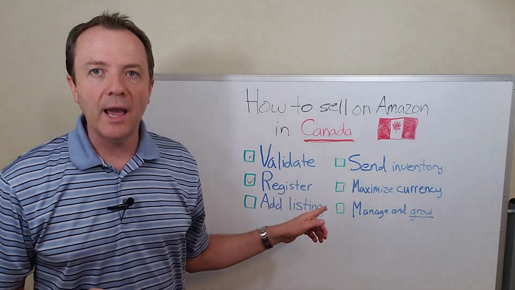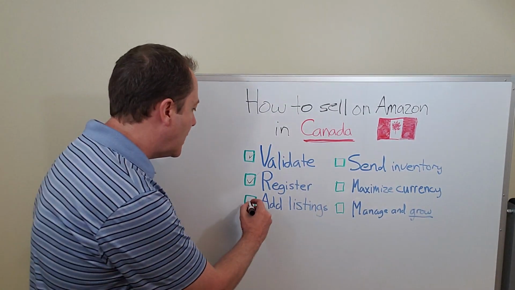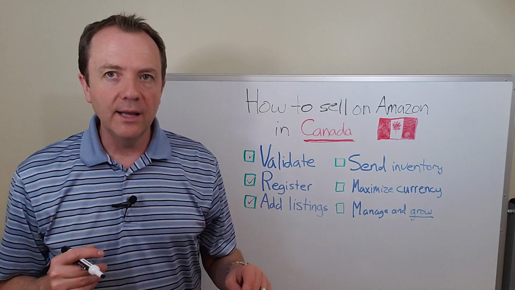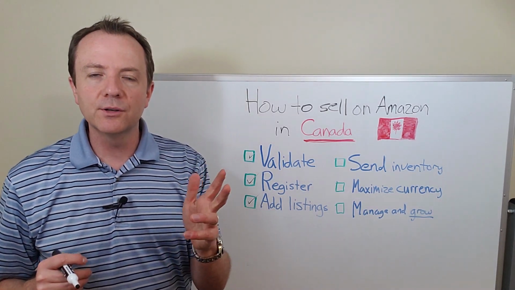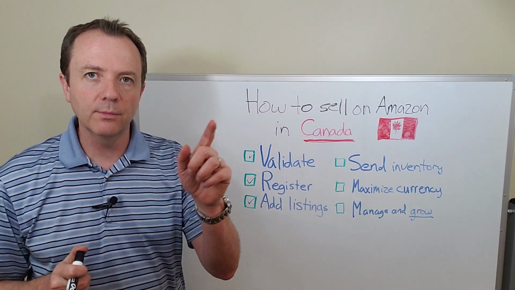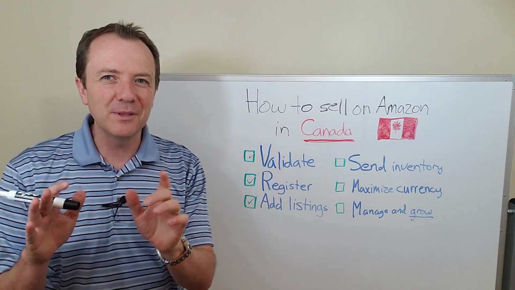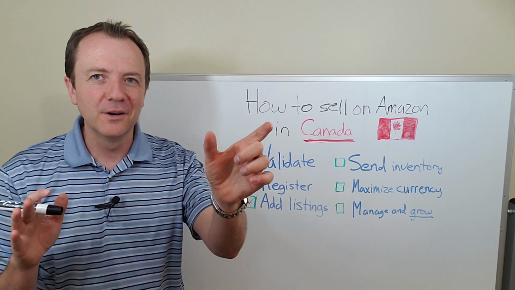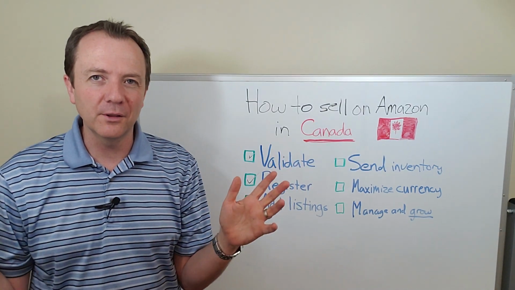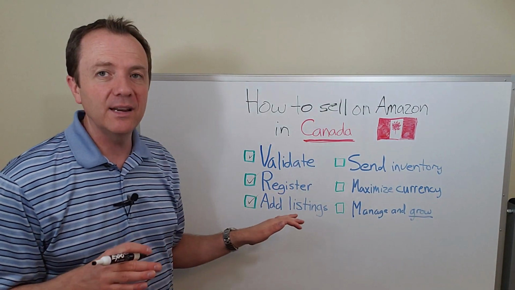Then what you're going to do is add your listings. Unfortunately, it's not as simple as just going into your listing in Seller Central and clicking a button that says sell in Canada. There are some tools that do that, but that's really selling your US offer to people available in other countries. That's not exactly what you want to do.